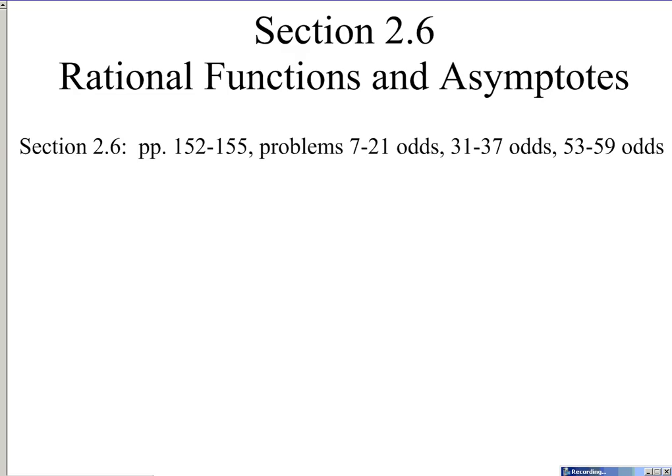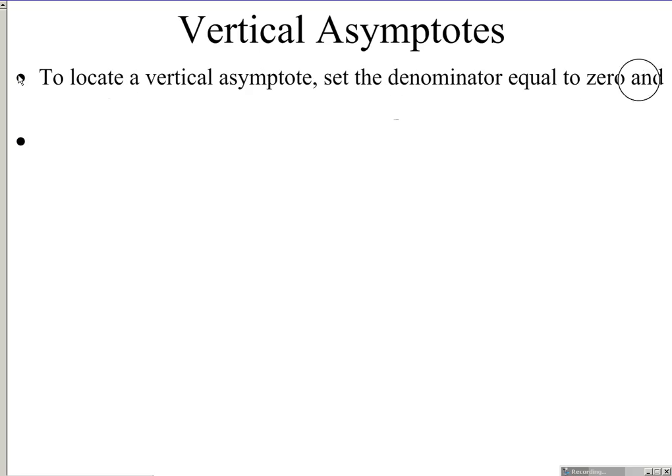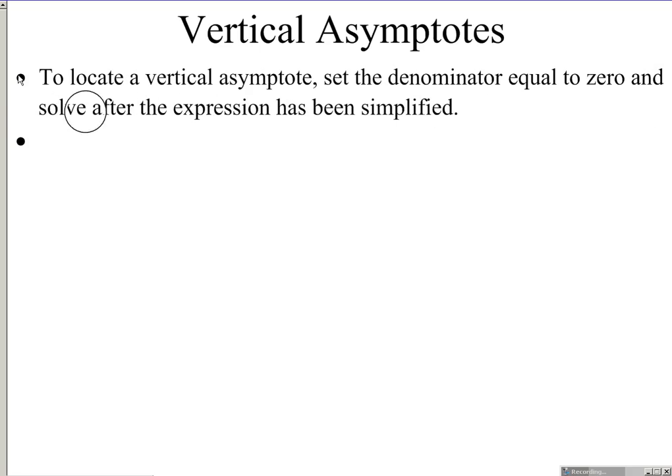Section 2.6, rational functions and asymptotes. First type of asymptotes we're going to talk about are vertical asymptotes. To locate a vertical asymptote, set the denominator equal to 0 and solve after the expression has been simplified.